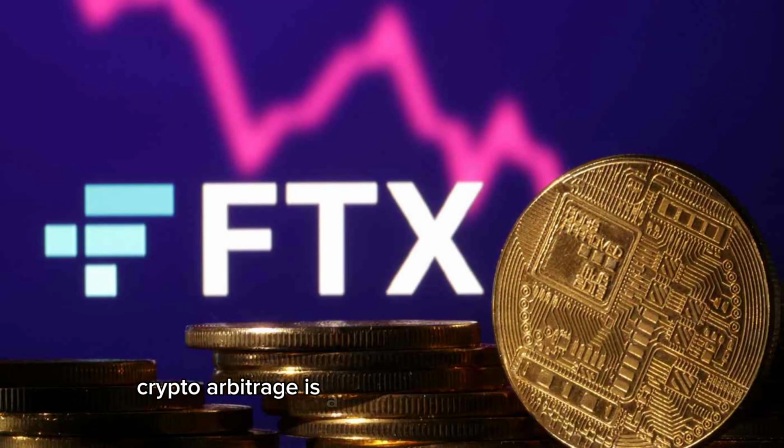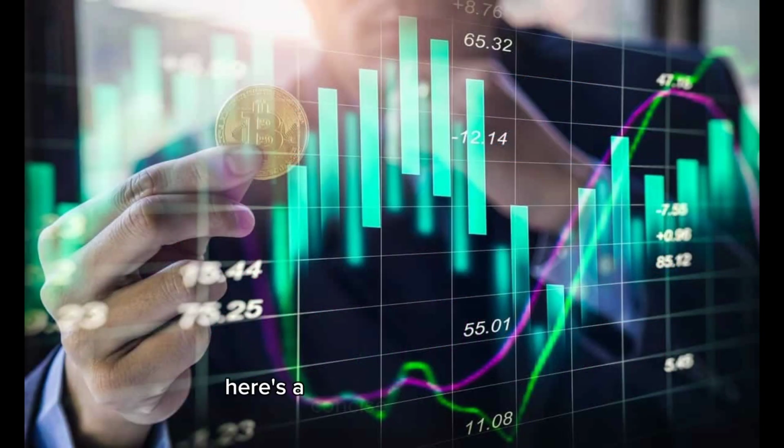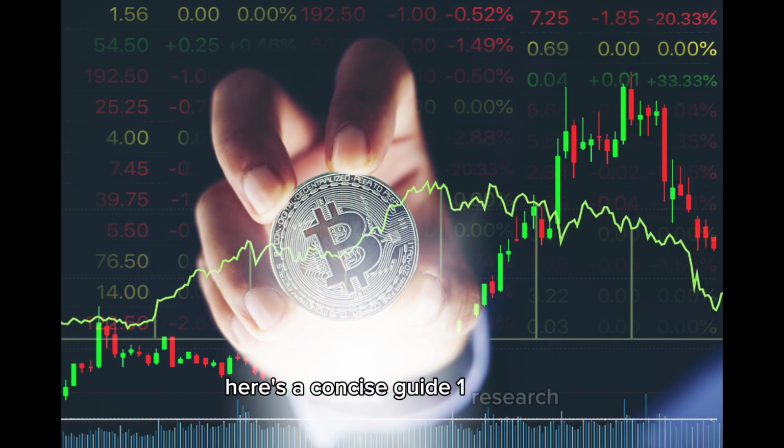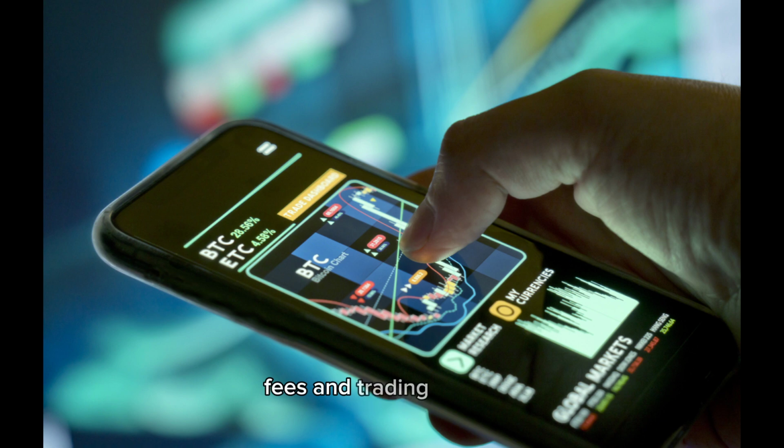Crypto arbitrage is a strategy where traders exploit price differences of cryptocurrencies on different exchanges to make a profit. Here's a concise guide. 1. Research. Begin by researching various cryptocurrency exchanges. Look for price disparities, fees, and trading volumes.